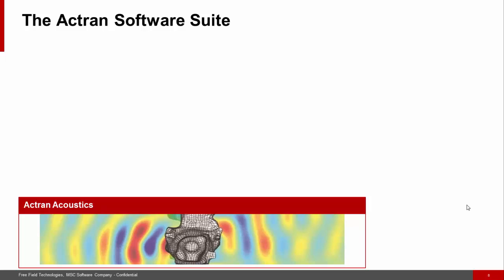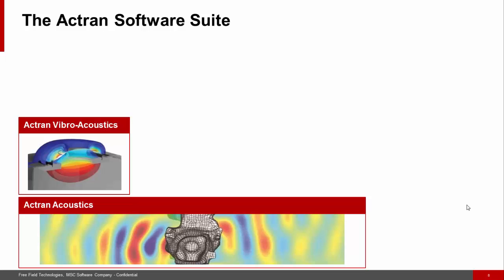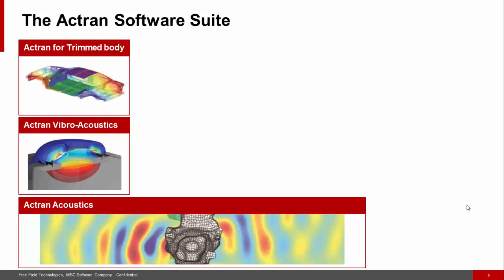Then Actran Vibroacoustics, which allows to include the structural dynamics in the solution, so we can solve strongly coupled vibroacoustic problems. On top of it, we have Actran for trim body, which is a module specifically dedicated for interiors such as car compartments to efficiently analyze the effect of the so-called trim components.